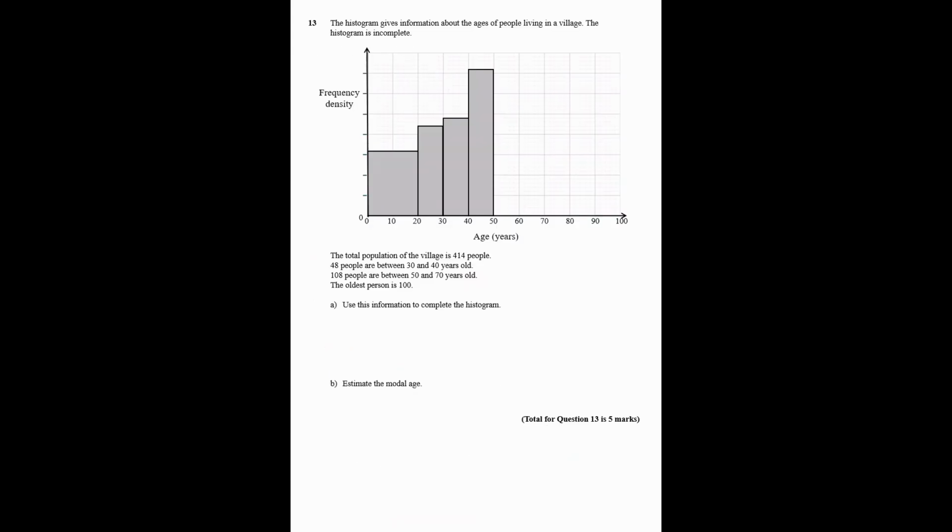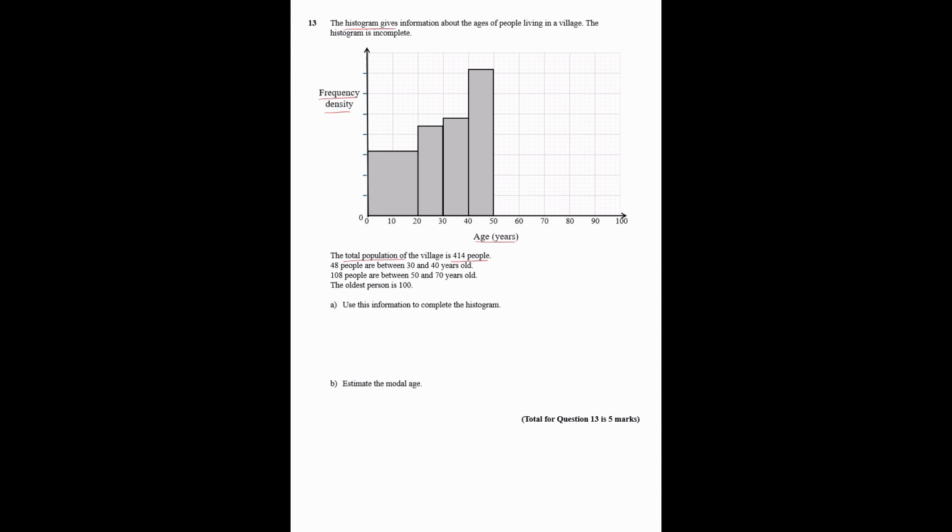And question 13. So the histogram gives information about the ages of people living in a village. You need to be careful with histograms, so we need frequency density. So I can see here we've got frequency density. Ages of people, so this is the age on the x-axis. The histogram is incomplete, so it's its area on the right-hand side that's incomplete. The total population of the village is 414.